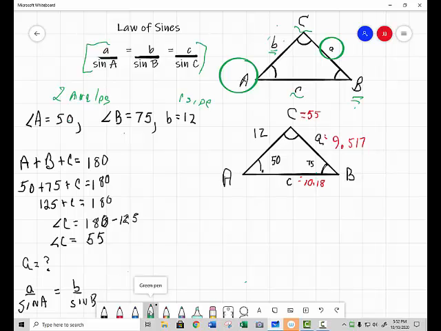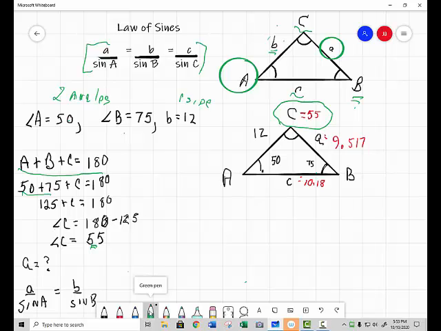I can quickly find out what angle C is simply by taking the idea that the three angles added together add up to 180. If I take 180 and subtract the sum of these two, which is 125 degrees, I will get angle C is going to be 55 degrees. So now I know that angle C up here on this triangle is 55 degrees. Well, that's an acute triangle. All those angles are less than 90 degrees, so there's only one solution to this.